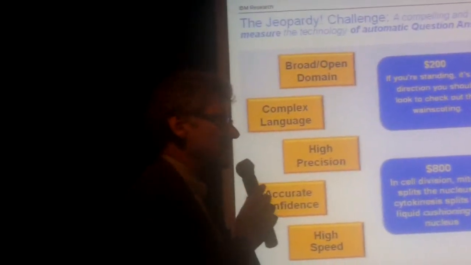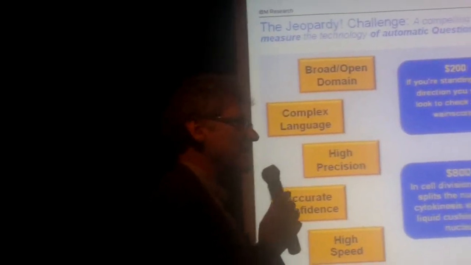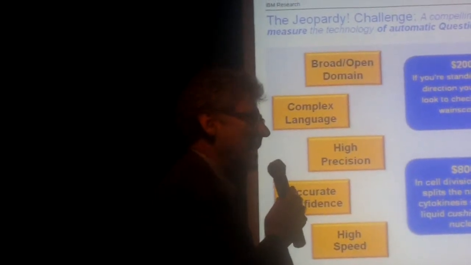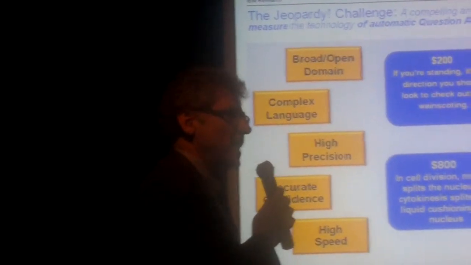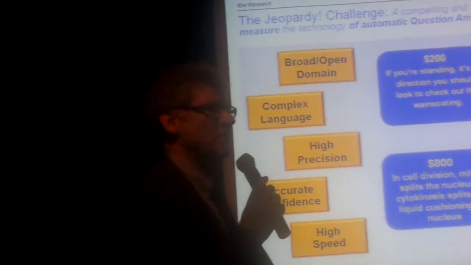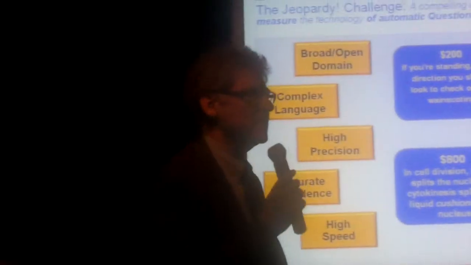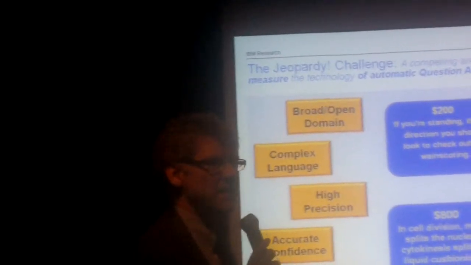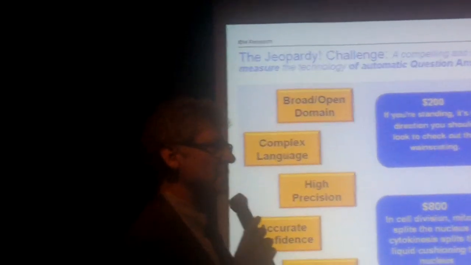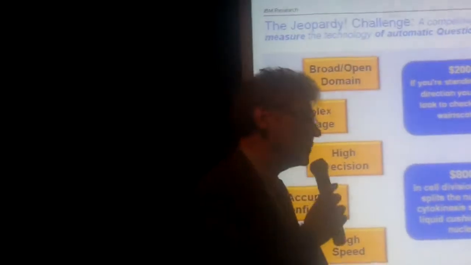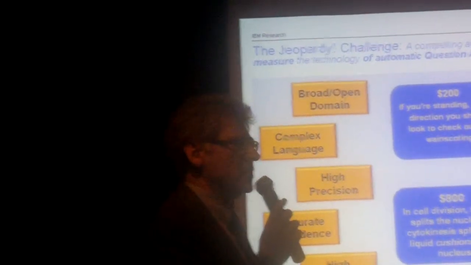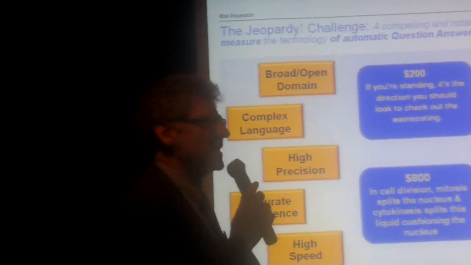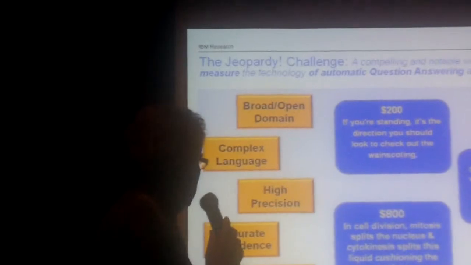So let's look at what the Jeopardy challenge entails. It entails 5 dimensions of performance that a system such as Watson has to deal with. It's a broad or open domain. There are closed domain question answering systems, and they are easier to build because the vocabulary is restricted, often the terminology, the phrasing is restricted. It's much less of a natural language challenge. But with a broad open domain, the language could be just about anything that you might use, and the subject matter could be just about anything.